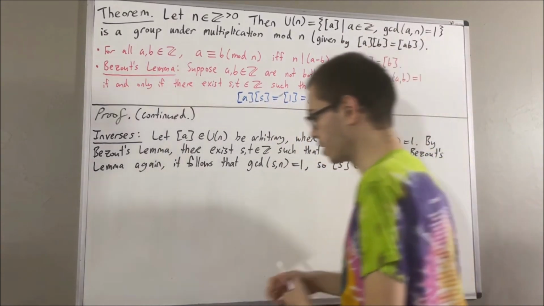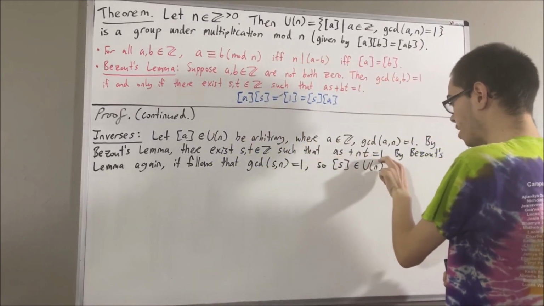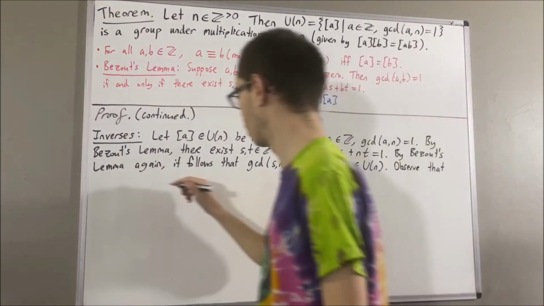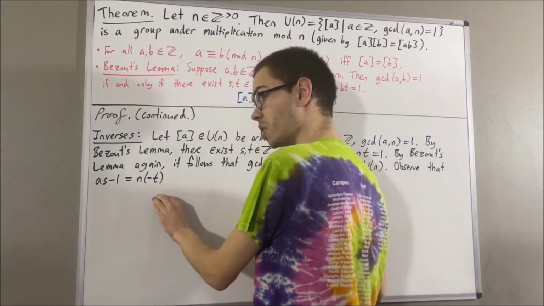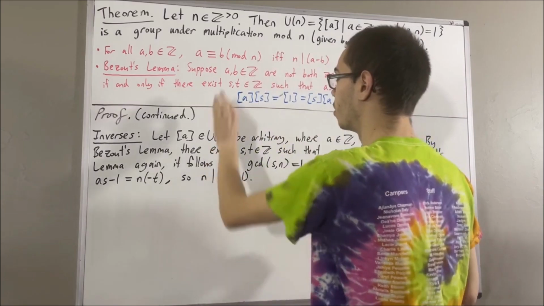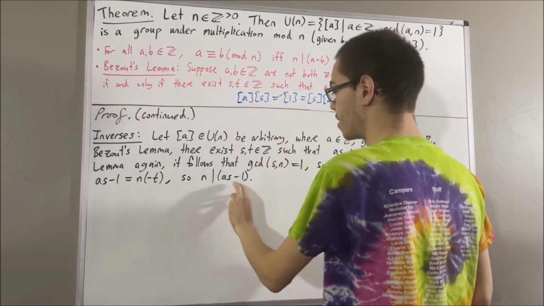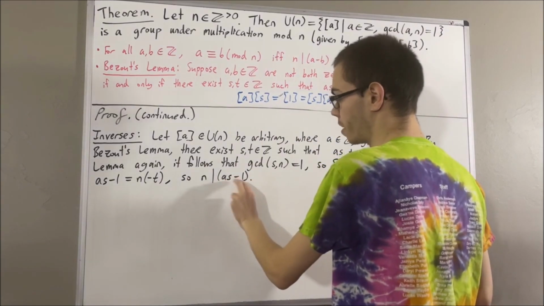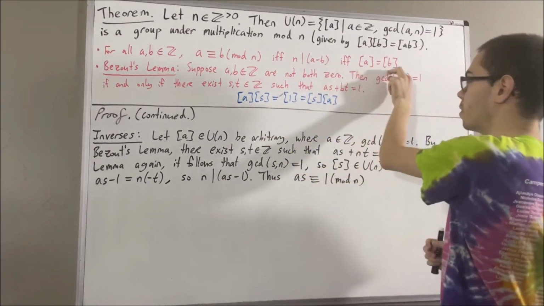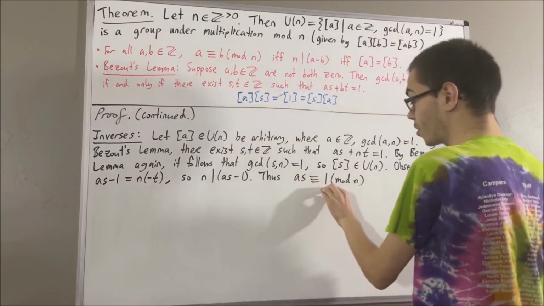To see how this happens, first note, if we take this equation, subtract nt to the other side, and subtract 1 to the other side, then we get this. So n divides as minus 1. But according to the definition of congruence modulo n, this tells us that as is congruent to 1 modulo n. And from what we stated earlier about equivalence classes, this implies that the equivalence class of as and the equivalence class of 1 are equal.